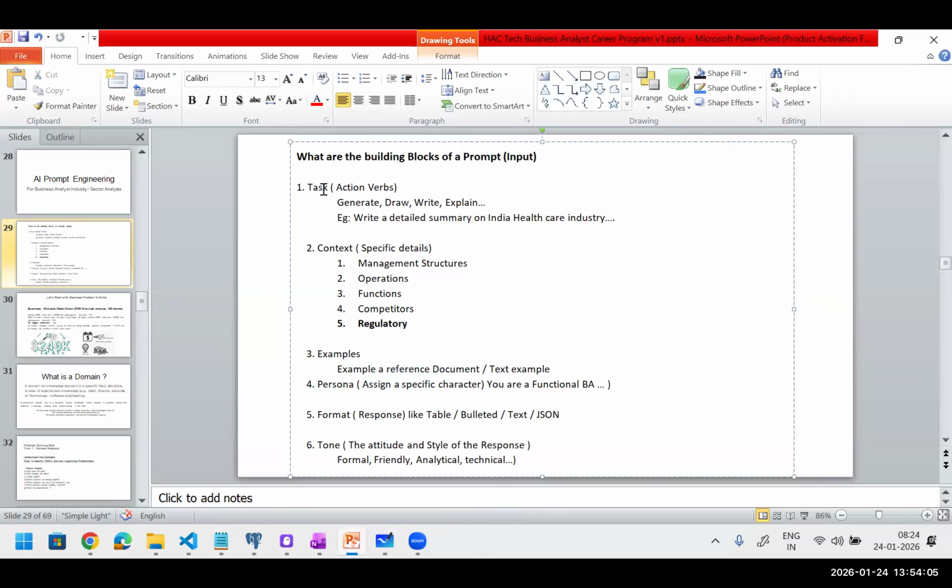And persona, assign a specific character also. Hey, you are a functional BA with 9 or 10 years of experience. Hey, think of this, give me a market analysis or generate user stories, or generate a use case diagram. Hey, generate a domain analysis diagram, generate a flow chart. Okay, it will give you, but you must give the structured input.